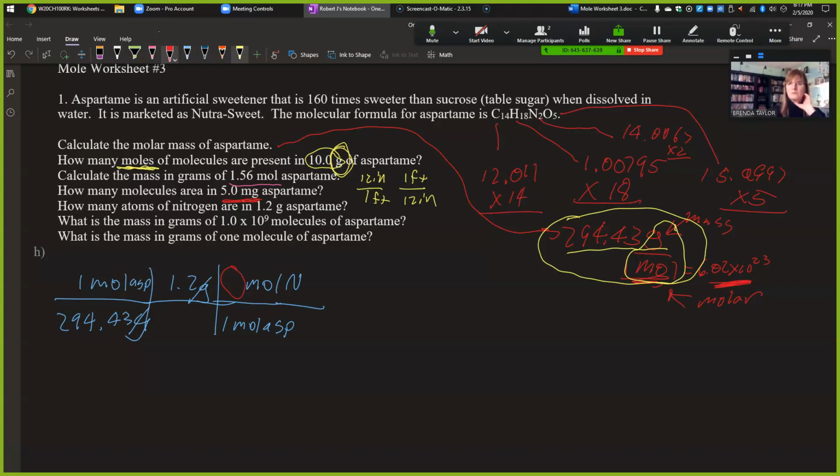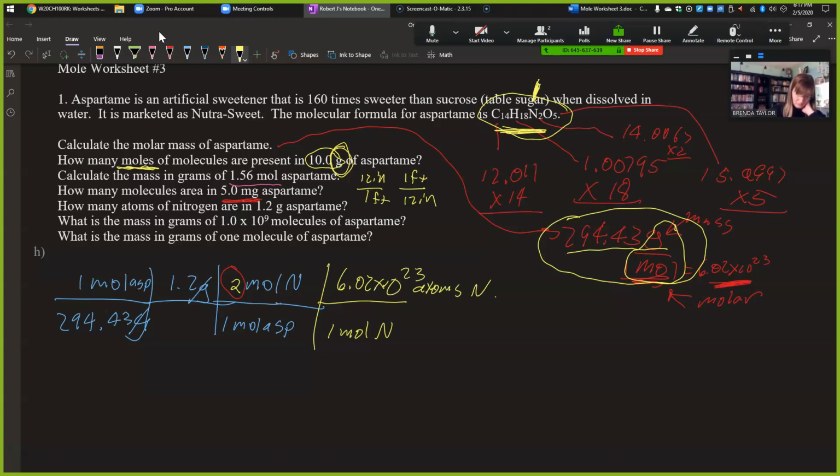How do I figure that out? I go up to my chemical equation. You're right, and the answer is 2. Every single time I have one of these molecules, I've got 2 nitrogens. So a 2 goes right there. And then this asks how many atoms. Okay, so then I can go 1 mole of nitrogen is 6.02 times 10 to the 23rd atoms of nitrogen.